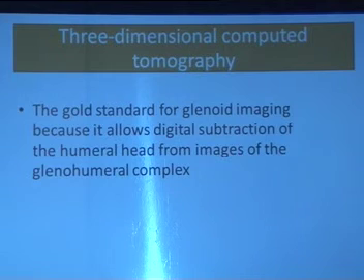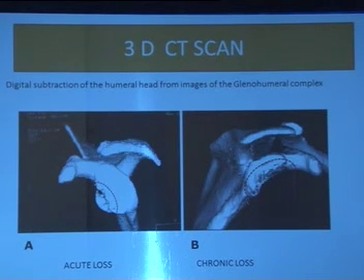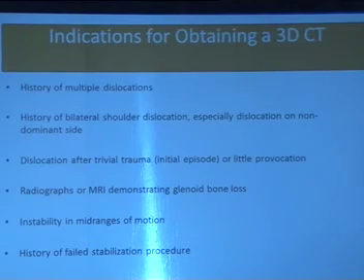Sometimes we also go in for 3D scans, and reconstructed 3D CT scans help us in identifying the glenoid bone losses, and that's how a digital subtraction of the humeral head gives an image of the glenoid. Some of the acute losses would have a bony fragment which is separate but still intact, but chronic losses would have a glenoid bone loss. It's important for us to identify patients who would require a 3D CT scan.